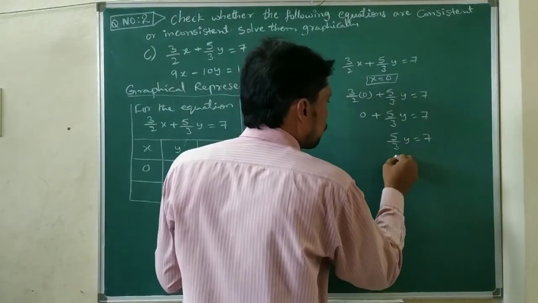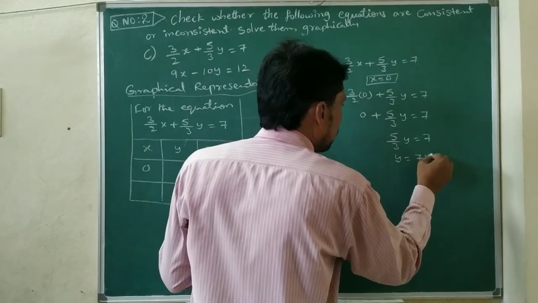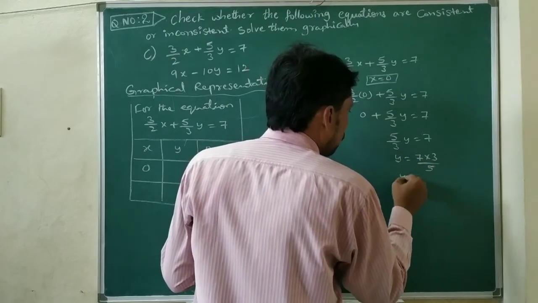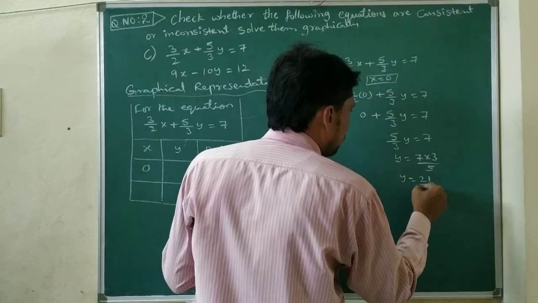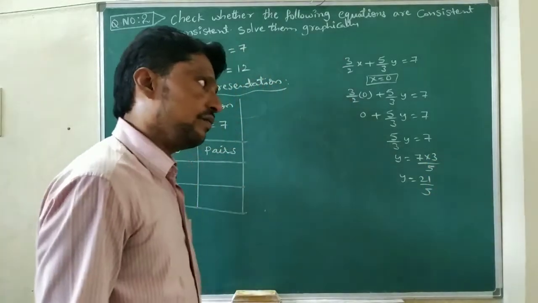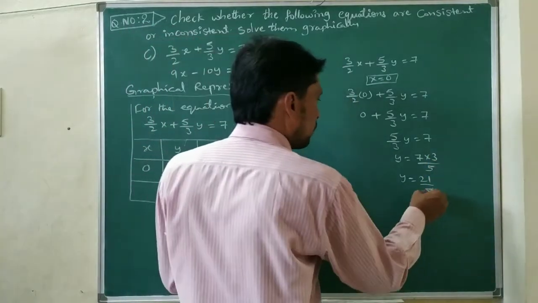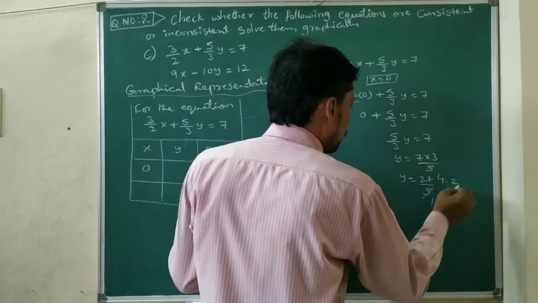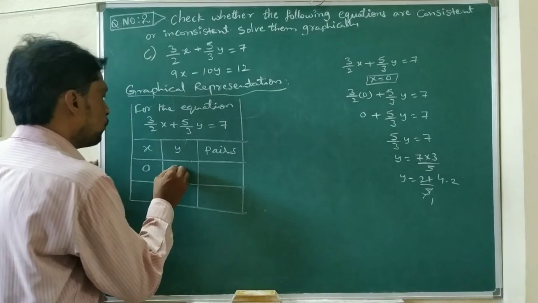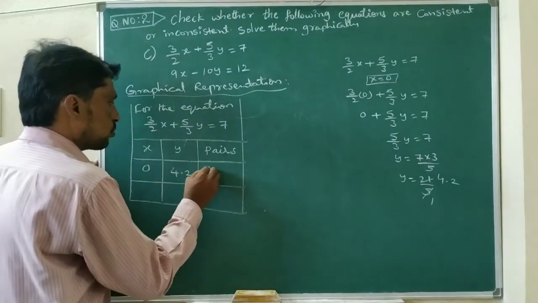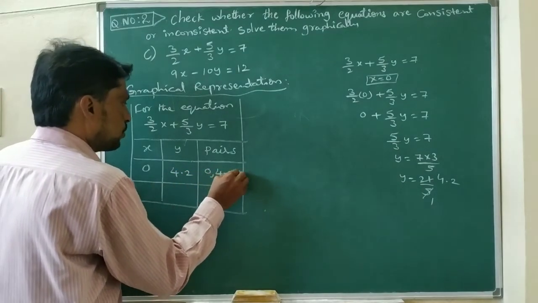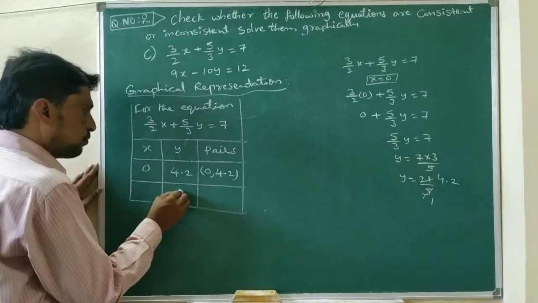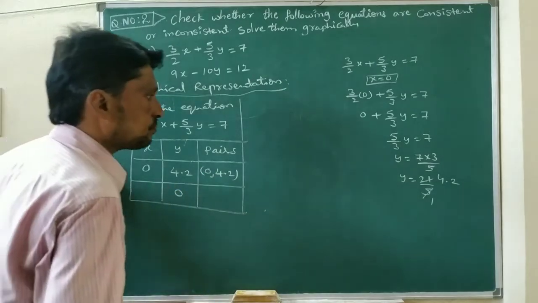Transposing, y = 7 into 3/5, so y = 21/5. 7 3s are 21 by 5. 5 1s are 5, 5 4s are 20, 5 2s are 10, which means we get 4.2. So the pair is (0, 4.2). Now you can take the y value as 0.